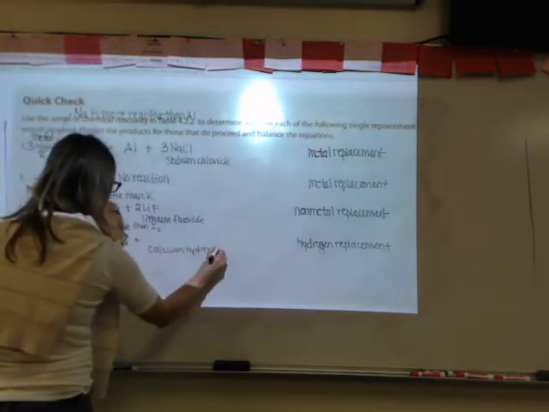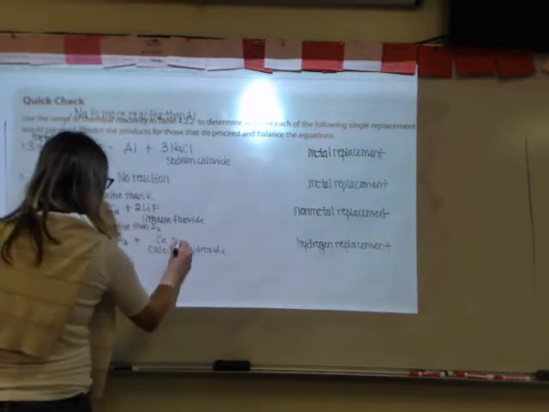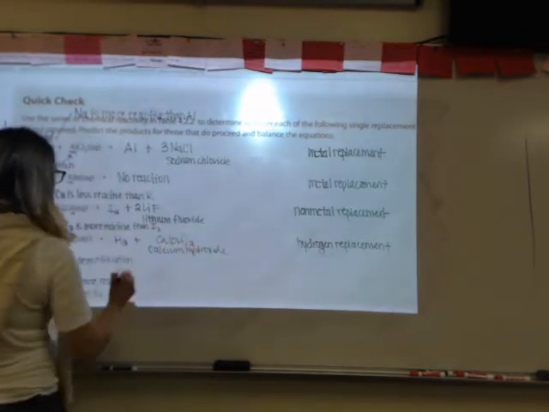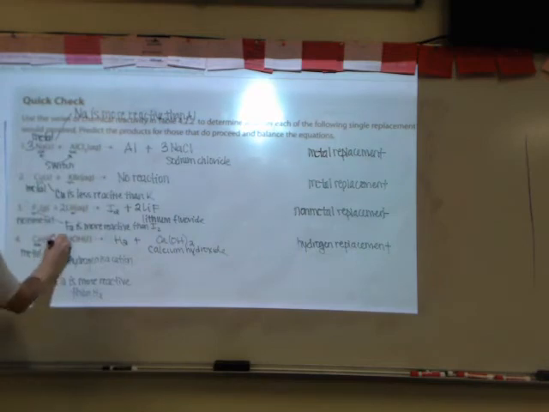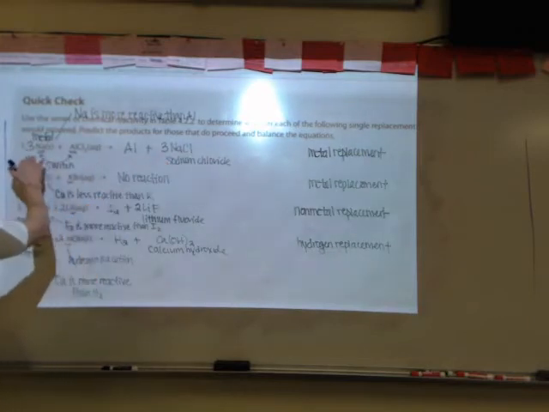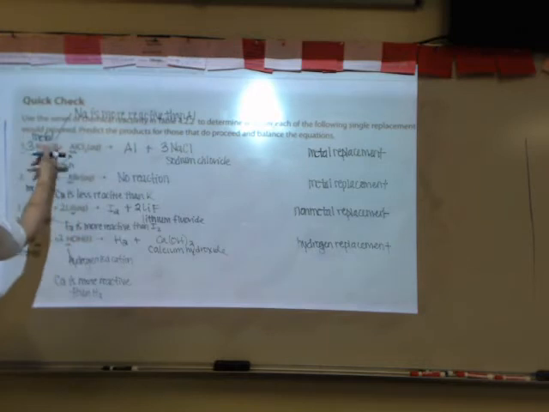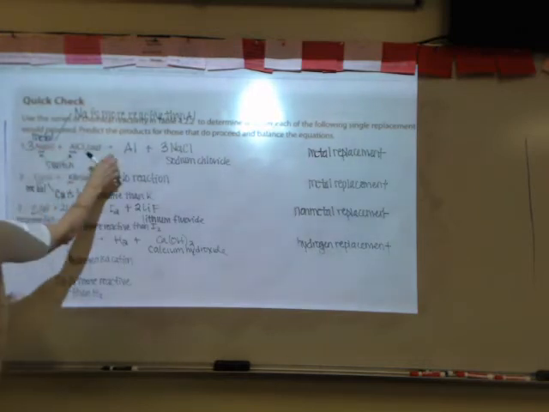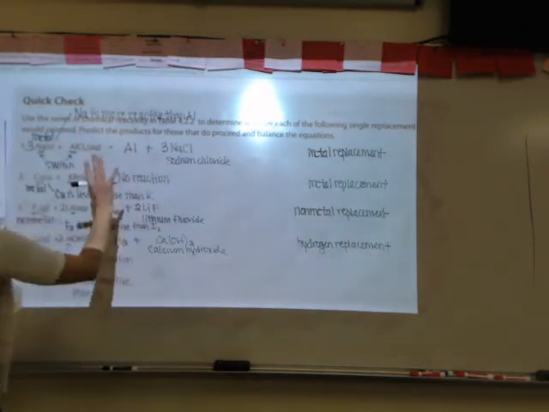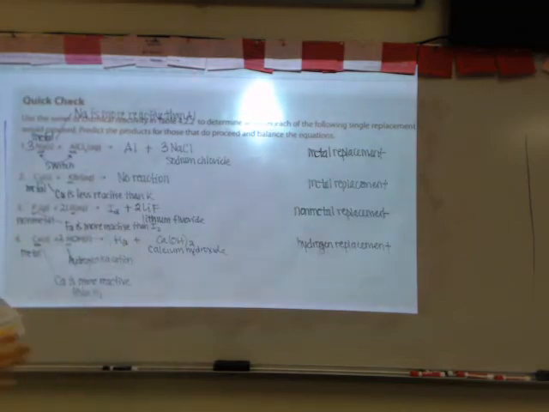You have to cross the charges. Calcium has a +2 charge. Hydroxide is a -1. And then you need to put a coefficient of 2 in front of HOH to balance it. Now, if you want to write these out in words as sodium plus aluminum chloride, and then switch the words sodium and aluminum to get aluminum plus sodium chloride, that is totally acceptable. I would totally recommend that.